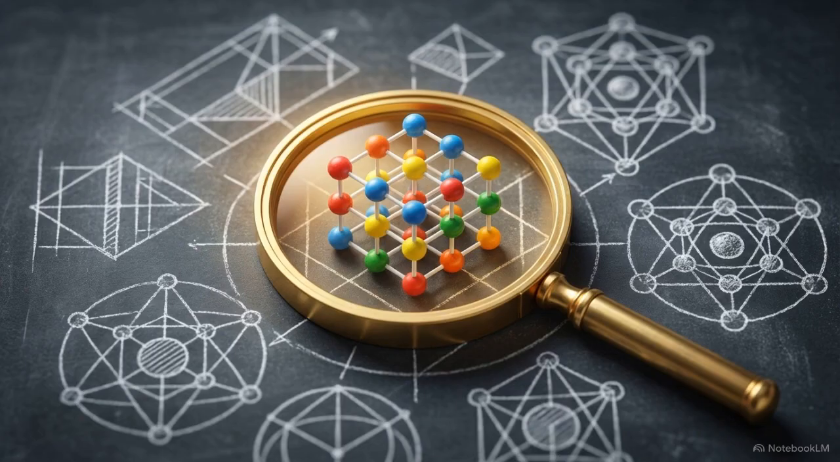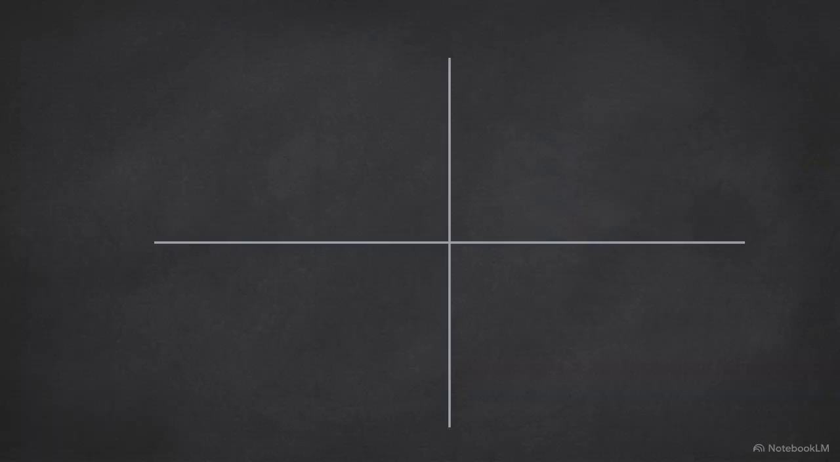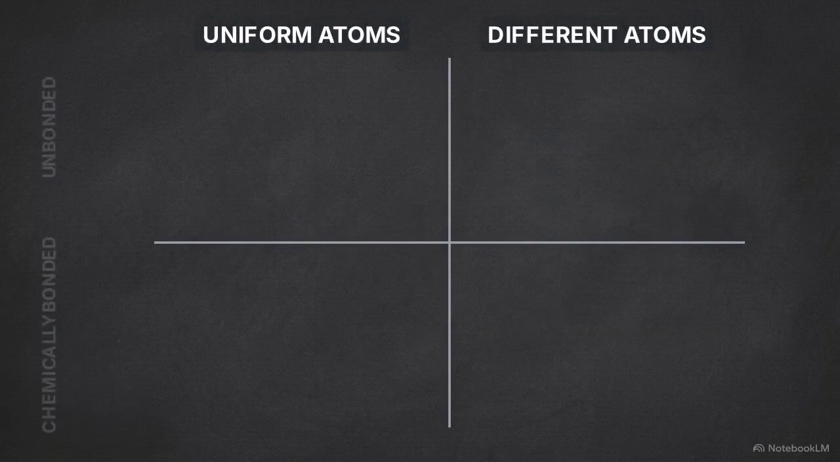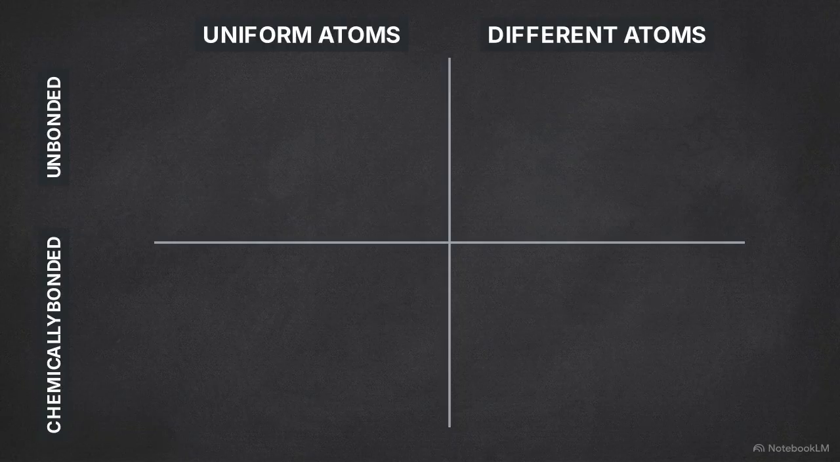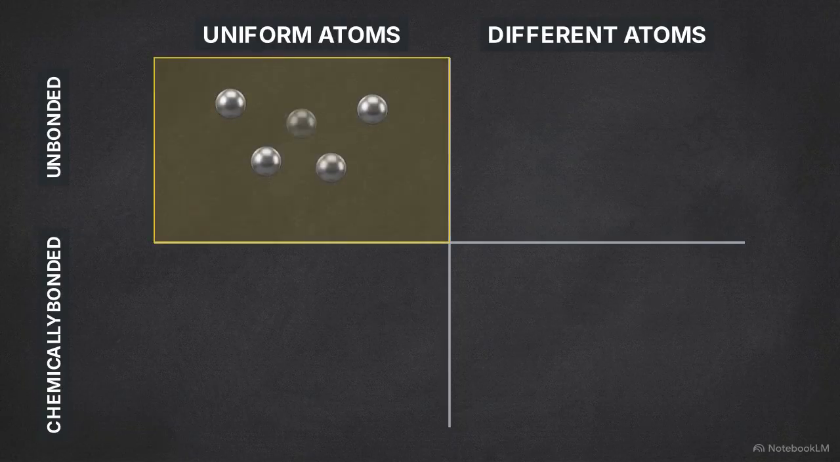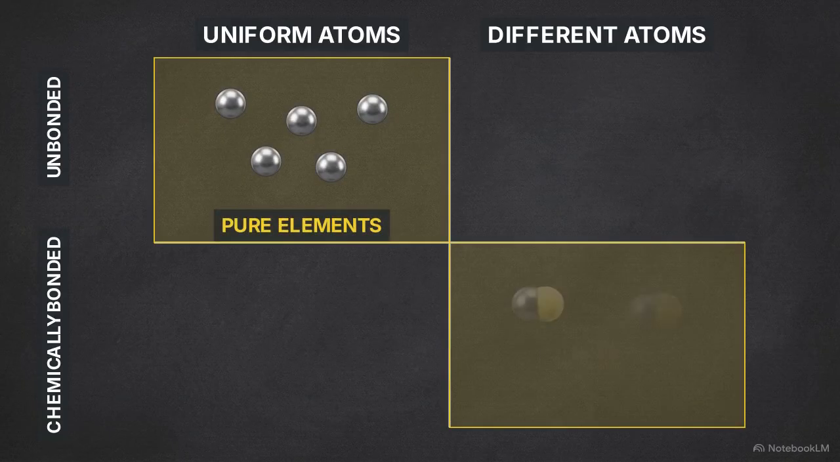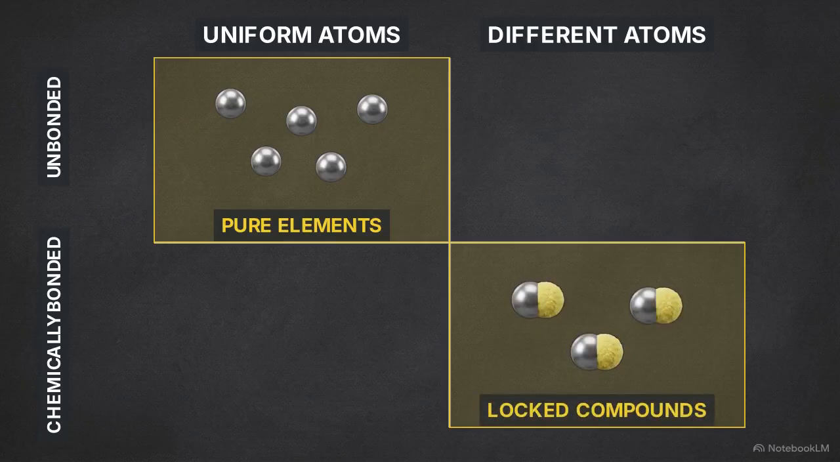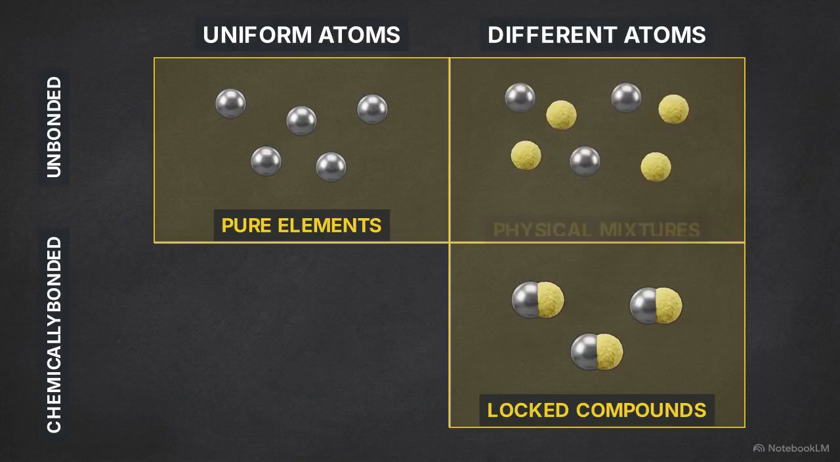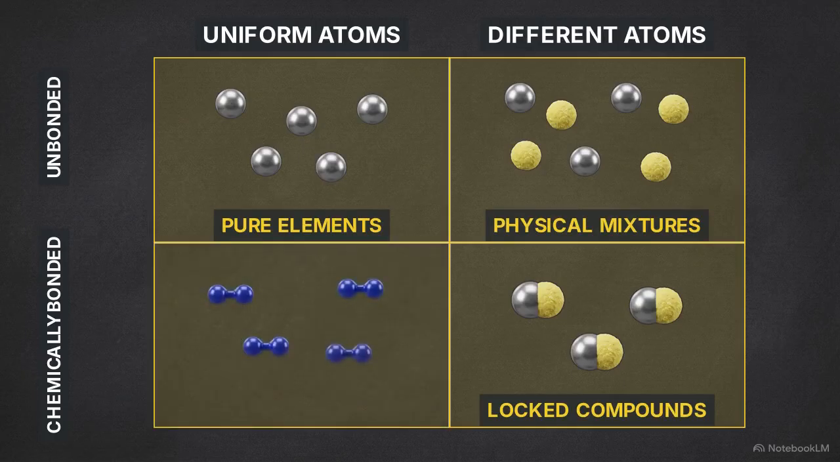Stepping back, we can view the complete architectural framework of matter. This grid organizes the entire taxonomy using our initial two parameters: whether the constituent atoms are uniform or different, and whether they are unbonded or chemically bonded. In the first quadrant, matter with uniform unbonded atoms forms pure elements. In the second quadrant, different atoms that are chemically bonded create locked compounds. In the third quadrant, matter that is different and unbonded creates chaotic physical mixtures. And in the final quadrant, uniform atoms that are chemically bonded create pure diatomic molecules.